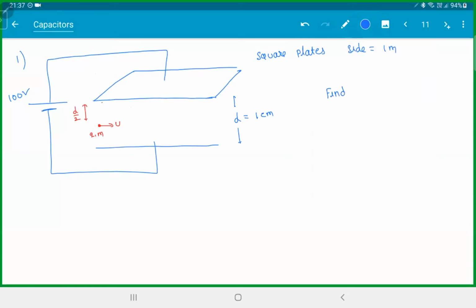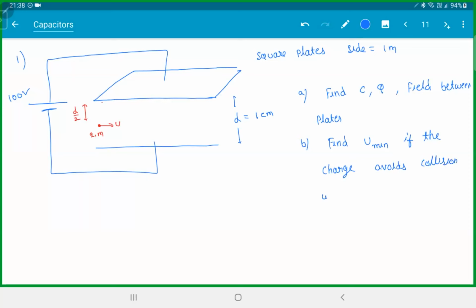First thing, find the capacitance, find the charge, and find the field between the plates. Or let me ask you like this: find U minimum if the charge just misses colliding with the plate. The charge avoids colliding with the plate. Charge is plus Q, mass M. It's projected horizontally. So one is a capacitor question, the second is a projectile question. We just mixed up two things.